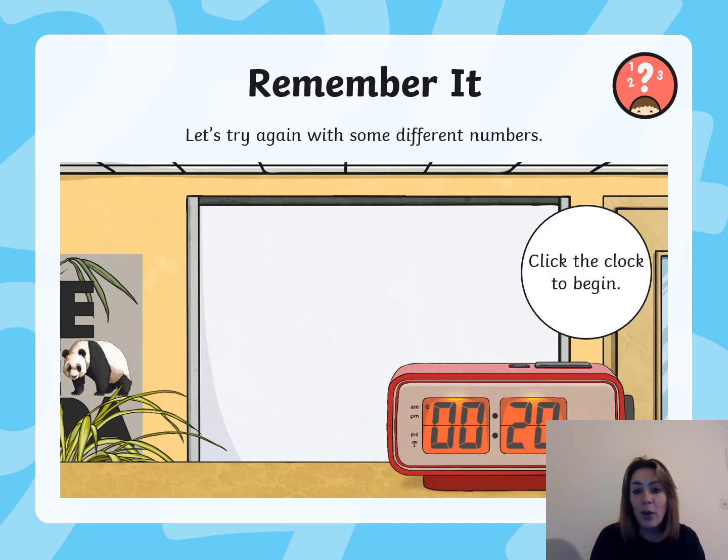So we're going to have a go with some different numbers. Have a try, you'll have a minute again. Use your scrap paper, remembering that the negative numbers have a minus sign at the front and they are all smaller than 0. Good luck.